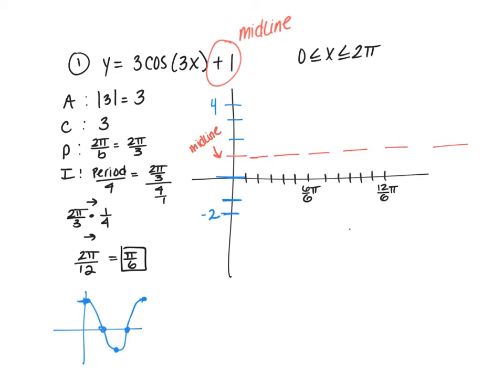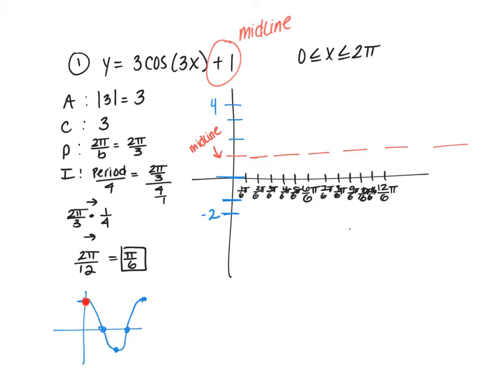I can even try 1/6, 2/6, 3/6, 4/6, 5/6. Again, keep going. 7/6, 8, 9, 10, 11. It's getting squishy, but you guys get the idea. You're counting all the way up till you get to 12/6 because that's 2 pi.